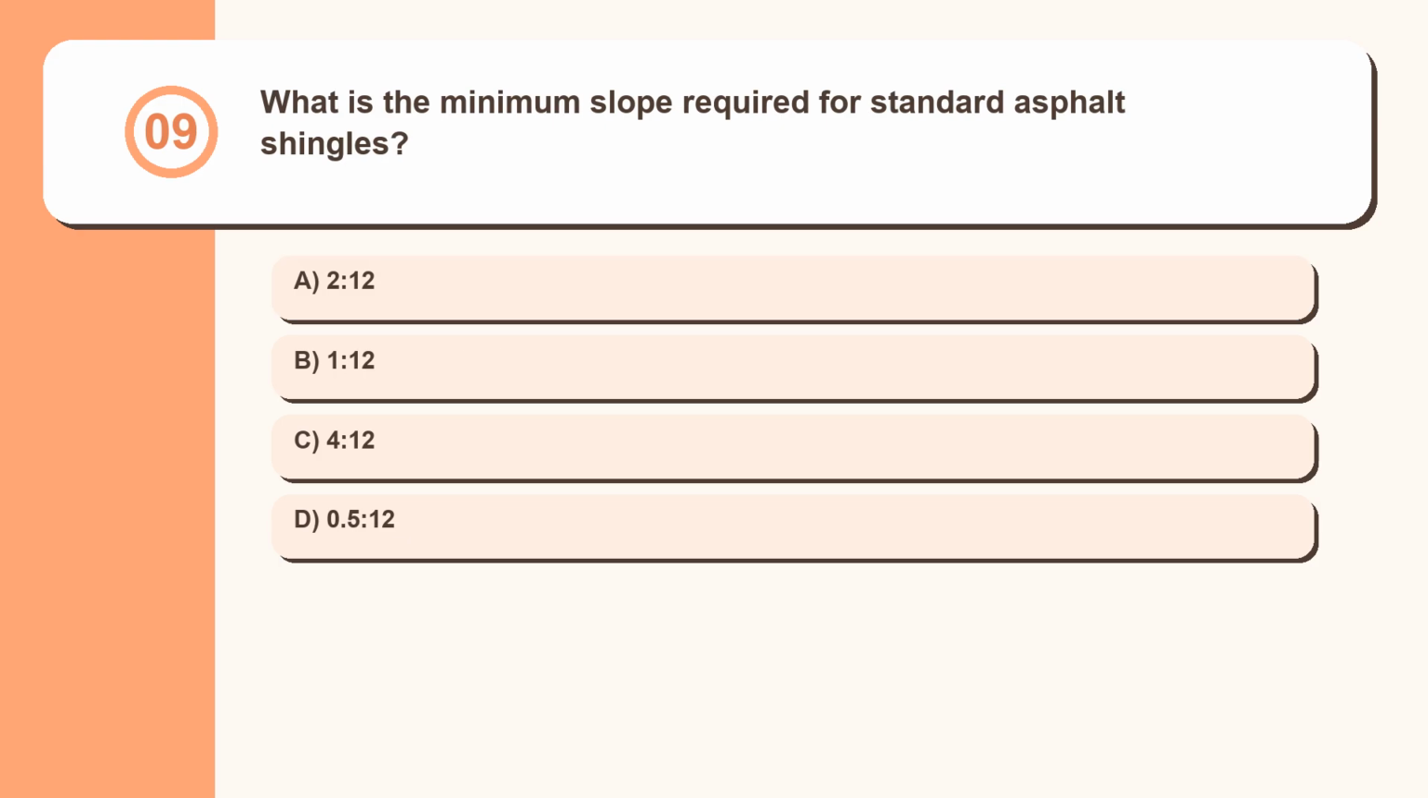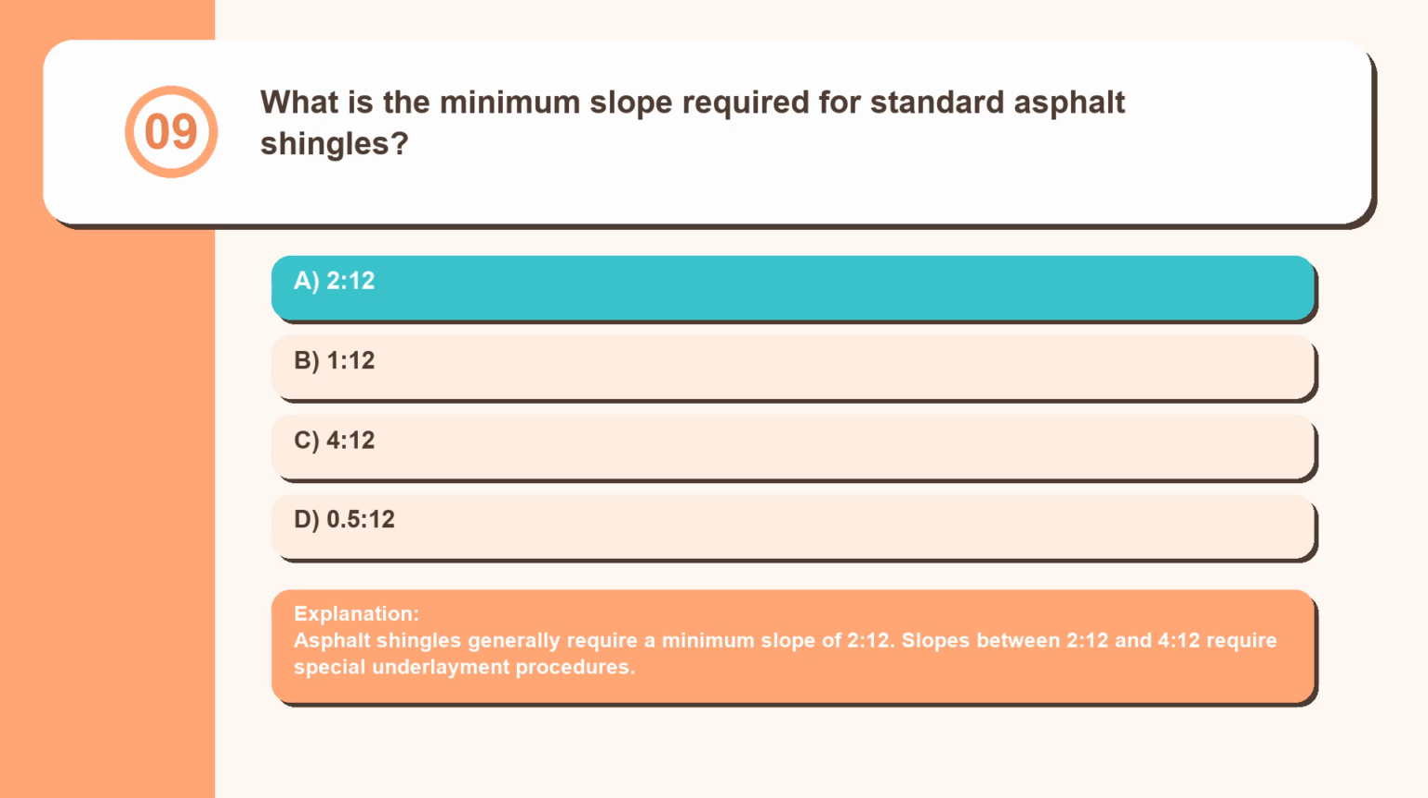Question 9. What is the minimum slope required for standard asphalt shingles? 2:12, 1:12, 4:12, 0.5:12. Asphalt shingles generally require a minimum slope of 2:12. Slopes between 2:12 and 4:12 require special underlayment procedures.